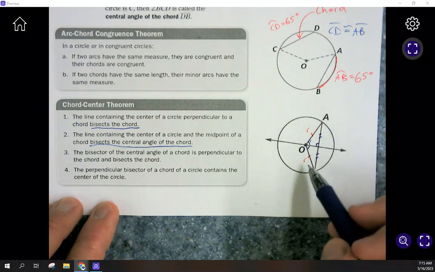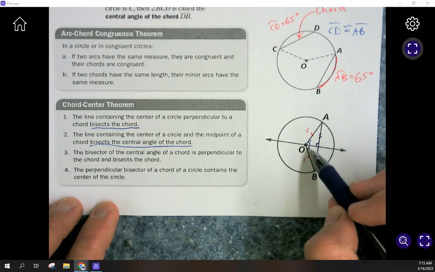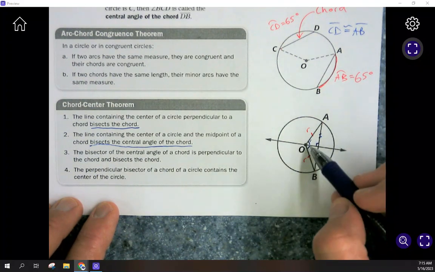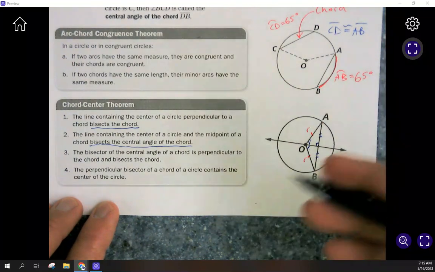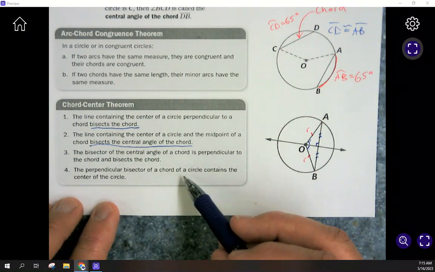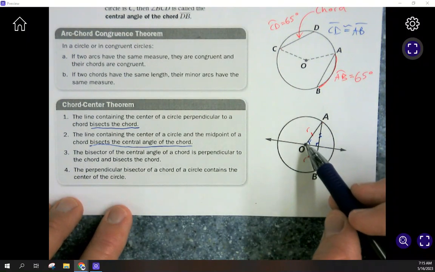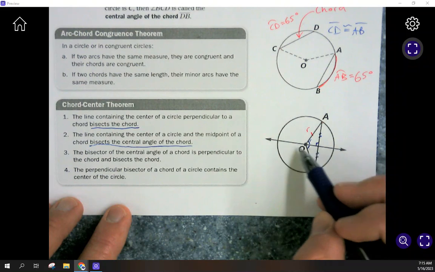So now we're just going backwards. If you see that this is hitting at 90 and bisecting this, we know these angles are equal. Or if they give you that information, these angles are equal, then I also know that this is true. So they can give you one or the other, but they create each other. The perpendicular bisector of a chord of a circle contains the center of a circle. So if they draw this picture and I know that this is hitting at 90 degrees and it's bisecting it, then I know this line goes through the center.